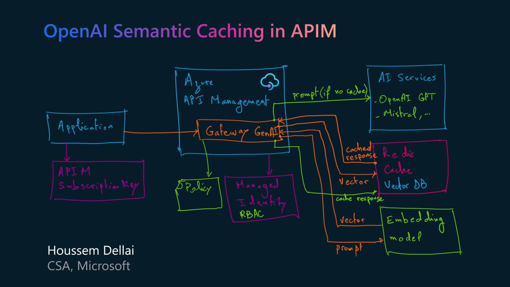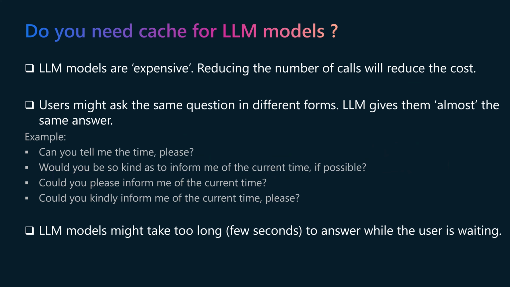You will learn how to leverage semantic caching in Azure API Management to cache responses from LLM models like OpenAI. Let's start with the question: do you really need a cache for LLM models? To answer that question, let's consider these three facts.